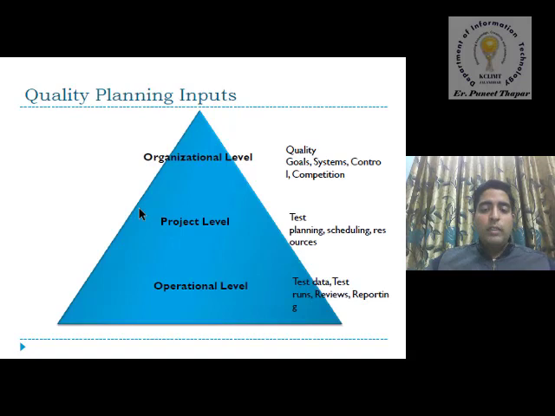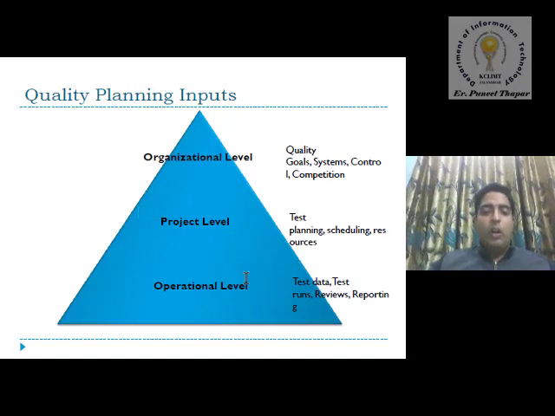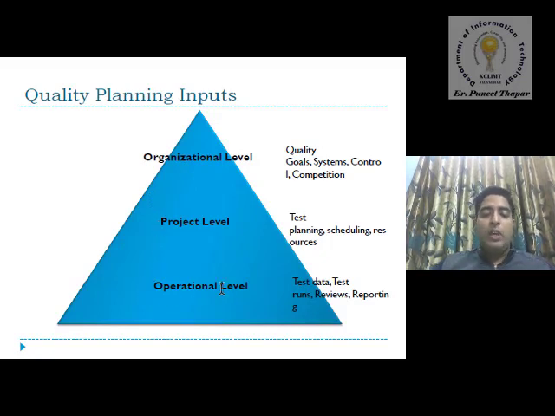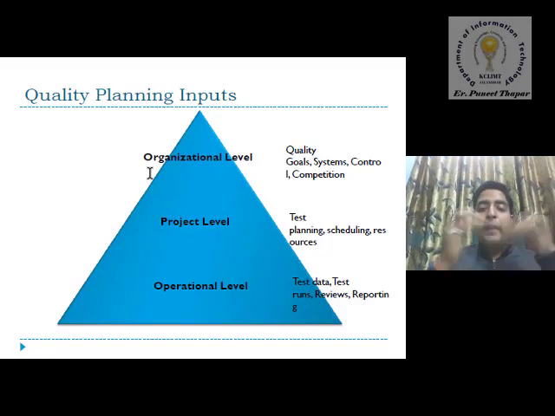And you can see this is a triangle model of quality planning inputs. In this you can see the top stage is the organization level, the second stage is the project level, and the bottom stage is the operation level. So the top stage is the organization level. The organization level will plan the goals for the quality of the software, system, control, and competitions. These all are controlled by our organization level.